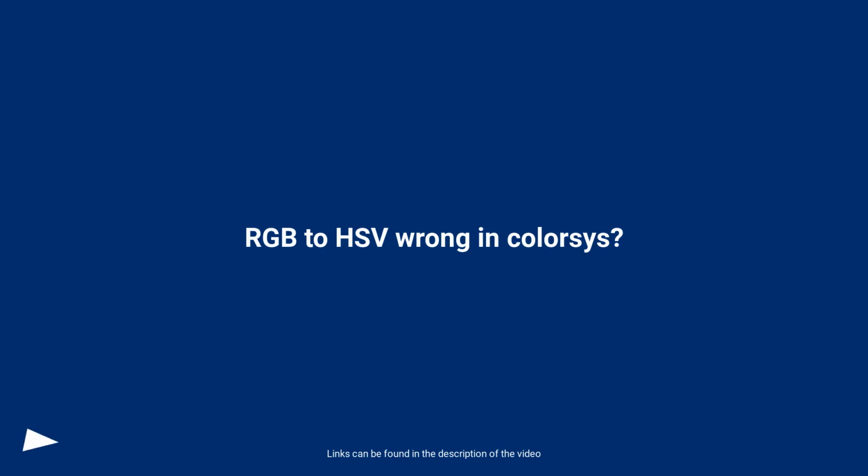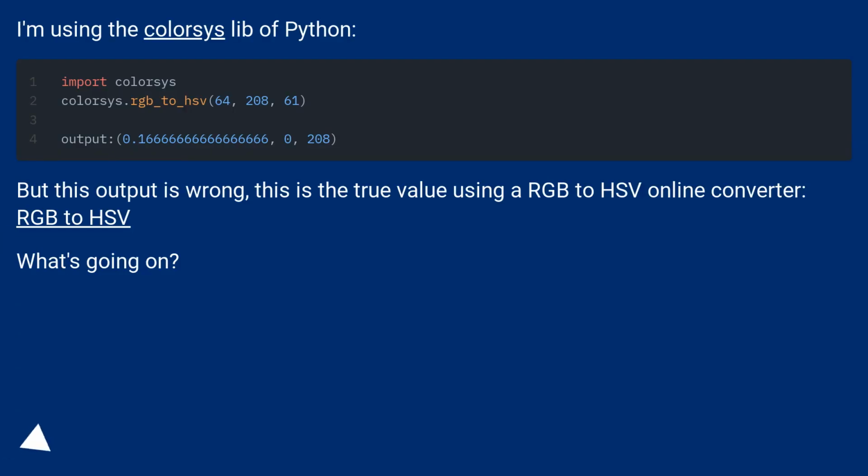RGB to HSV wrong in colorsys? I'm using the colorsys library of Python, but this output is wrong. This is the true value using the RGB to HSV online converter. What's going on?